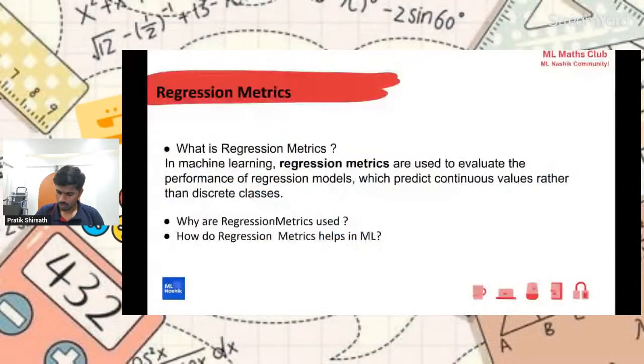Regression metrics. Now what is a regression metric? Regression metrics in machine learning are used to evaluate the performance of a regression model, which predicts continuous values rather than discrete values. Okay, continuous values, and it is used in regression models.